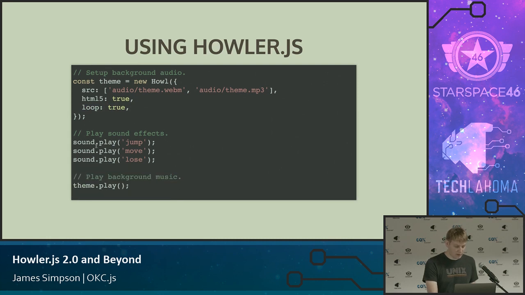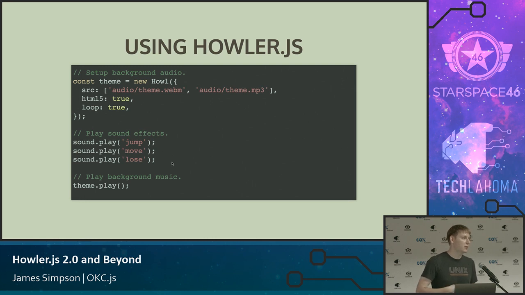So then all we need to do, now we can play our sound effects, and you just pass in the sprite name and it'll play it back. You can play as many of those as you want. Howler will automatically handle pooling of the audio nodes and things like that. And then we can also play our theme music here.